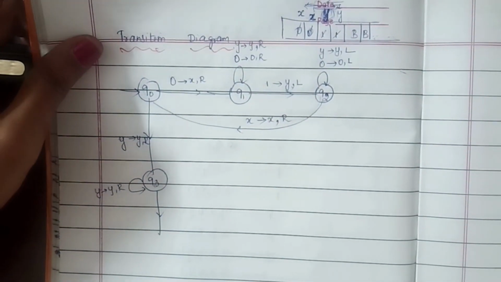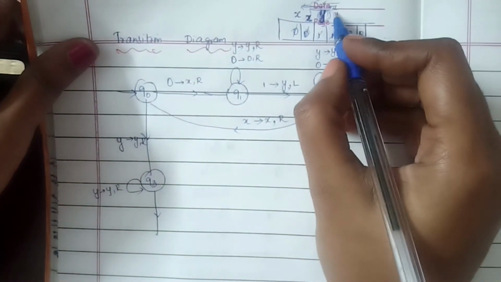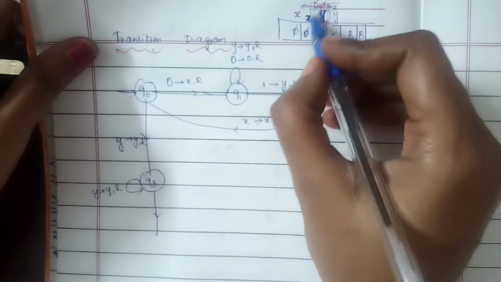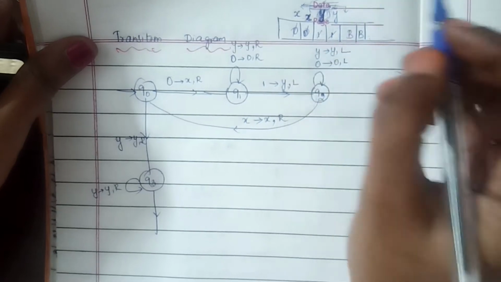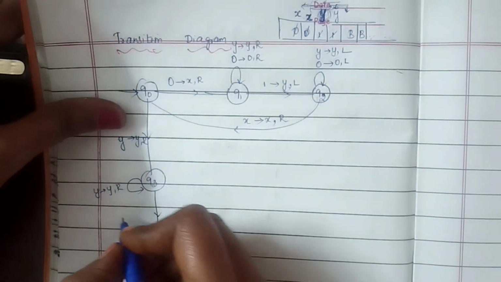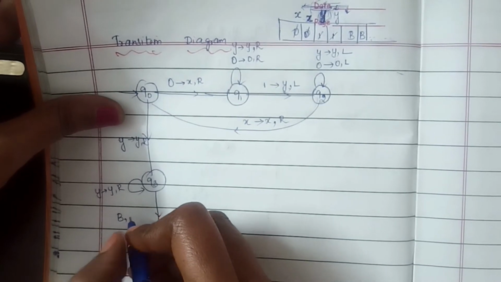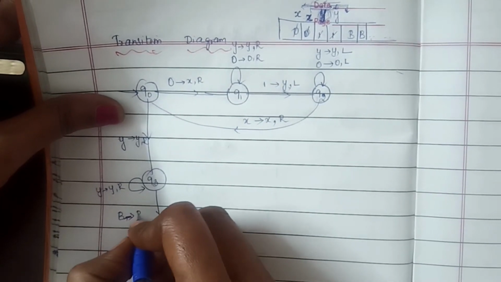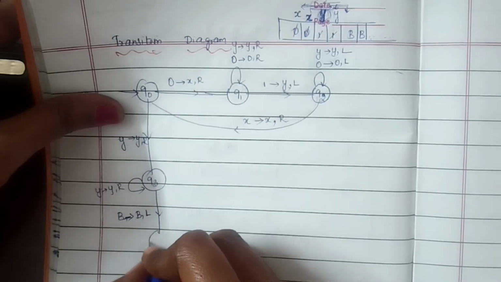And once you have this, after this y, at one stage all the input has been exhausted and you reach the blank symbol. When the blank comes, it stays blank and you go left.